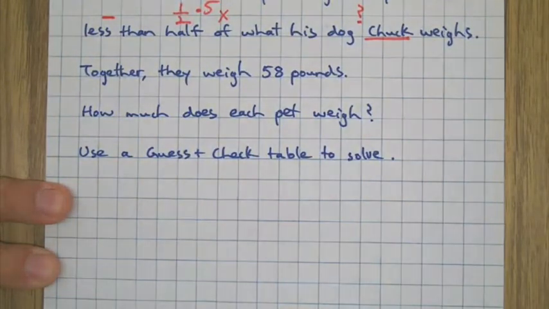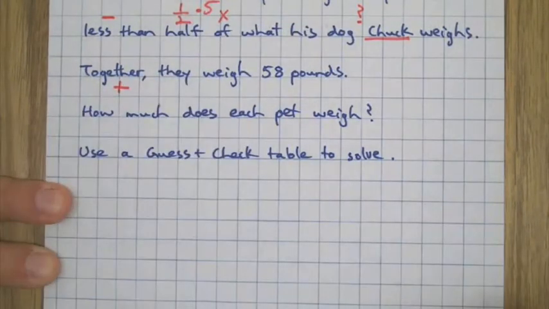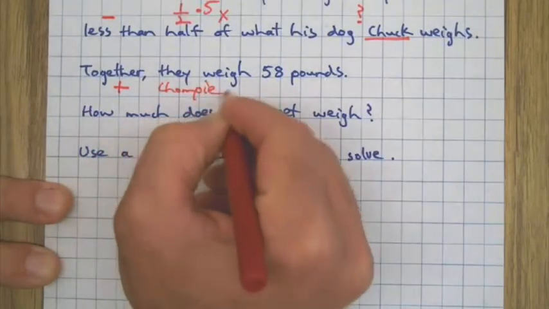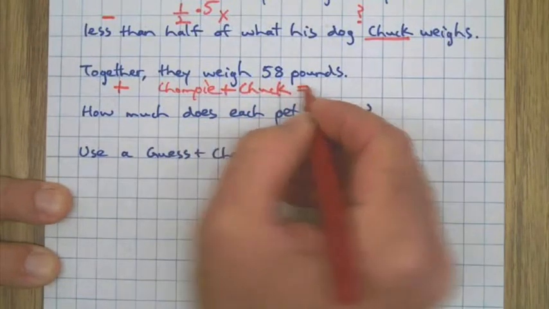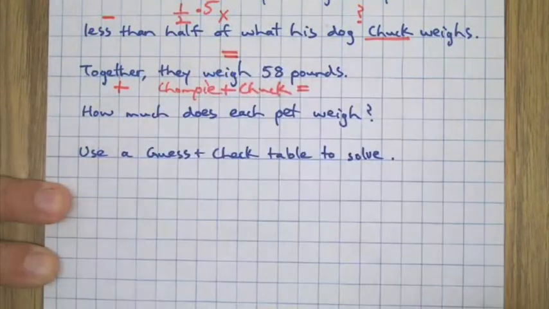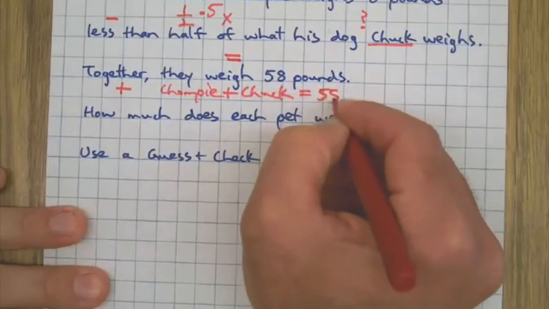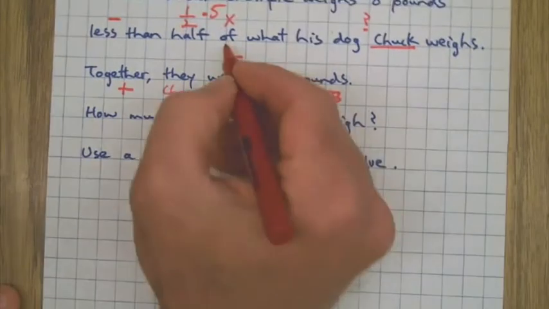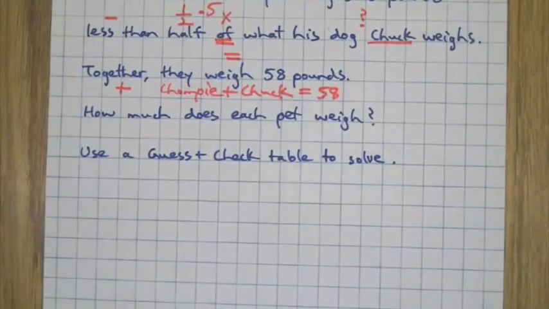Together, they weigh 58 pounds. Together is a word that means we're adding things. So we're going to have Chompy plus Chuck here is going to equal the word weigh in this case. That's where the equal sign comes in. 58 pounds. Okay, so we have some kind of a sense of the math that's going on here. And the word of is super important. How much does each pet weigh? Use a guess and check table to solve.